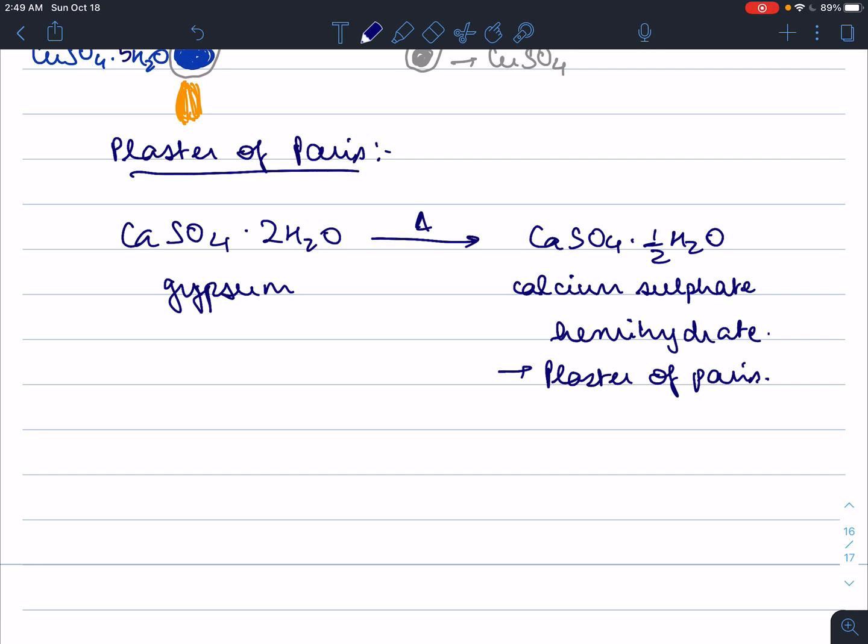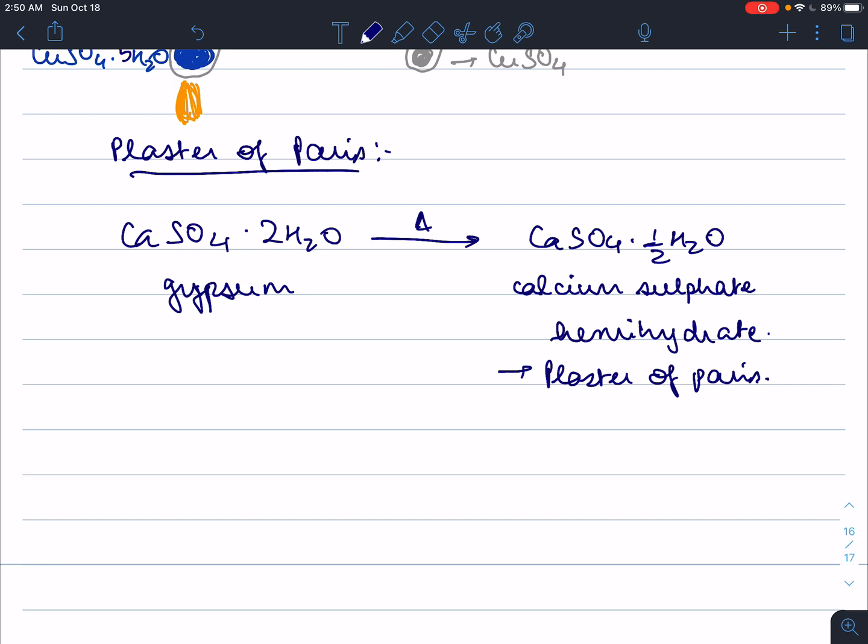It is also used as a construction material and things like that. Now please note that you can't store plaster of Paris in the open because it will absorb water from air and convert to gypsum. Gypsum cannot be used as plaster of Paris. So you have to store it dry. Okay? It was called plaster of Paris because gypsum was found in Paris and upon heating they were able to convert it into this. That's all.